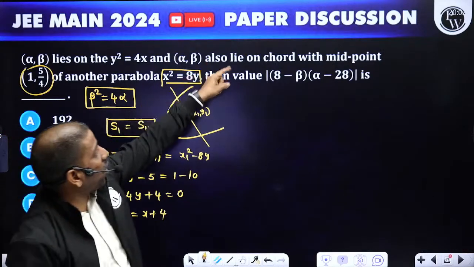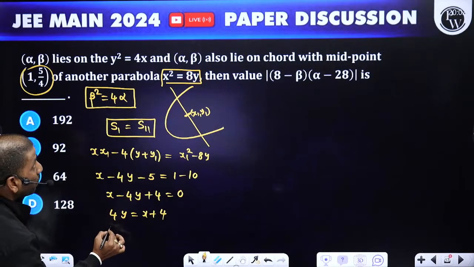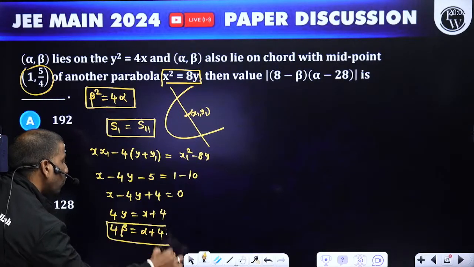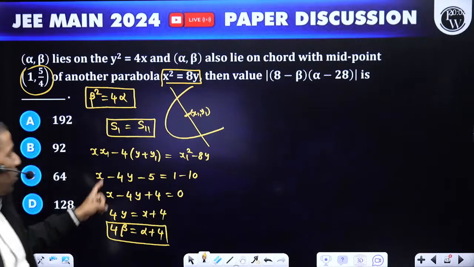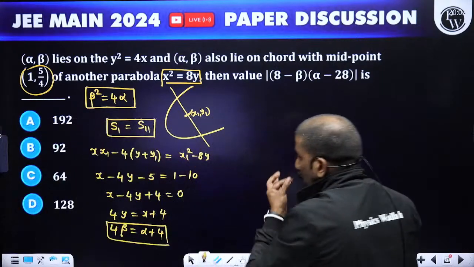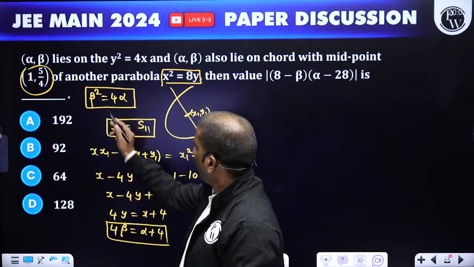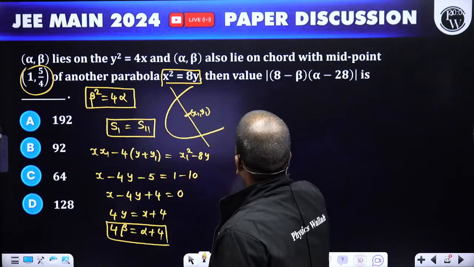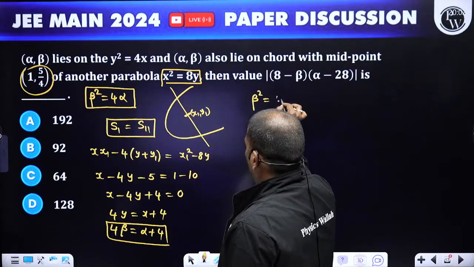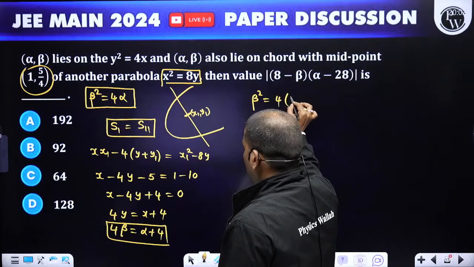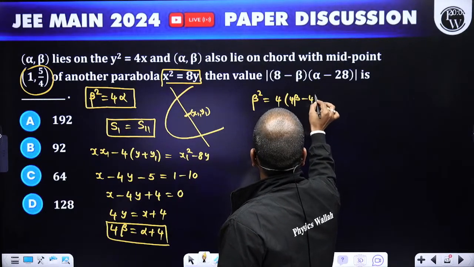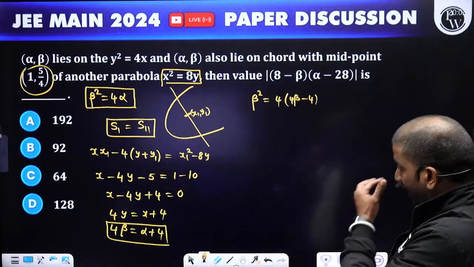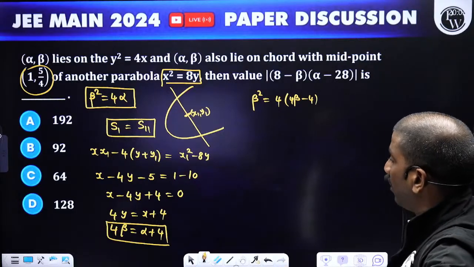Because alpha beta also lies on this chord, that means 4 beta is equal to alpha plus 4. This is what it is. 4 beta is equal to alpha plus 4. But we want alpha and beta. So in order to get alpha and beta, we need to substitute there. Alpha you can substitute. Beta square is equal to 4 times alpha. Alpha means 4 beta minus 4. Right? 4 times alpha.